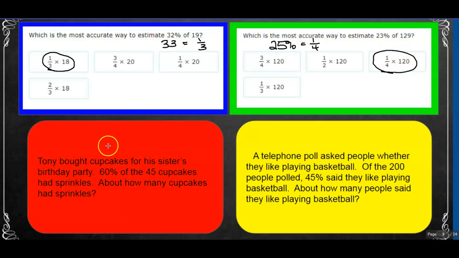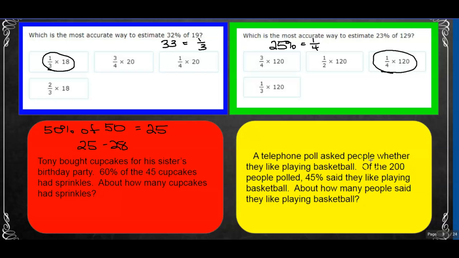All right, look at the word problem down here. Tony bought cupcakes for his sister's birthday party. 60% of the 45 cupcakes had sprinkles. About how many cupcakes had sprinkles? So 60% is kind of close to 50%. So I would probably go with 50% of, and then I would round this up to make it a little bit closer. 50% of 50, that would be 25. I would say anywhere from 25 to maybe 28 would be an accurate estimation.